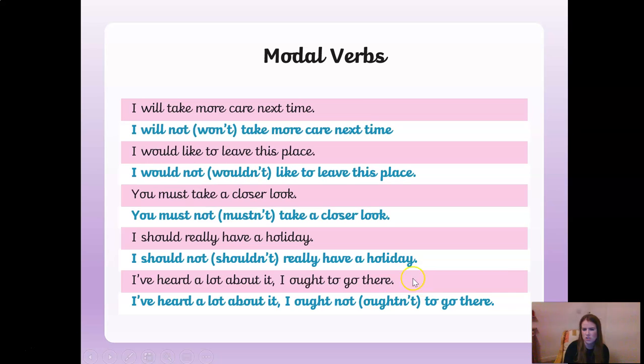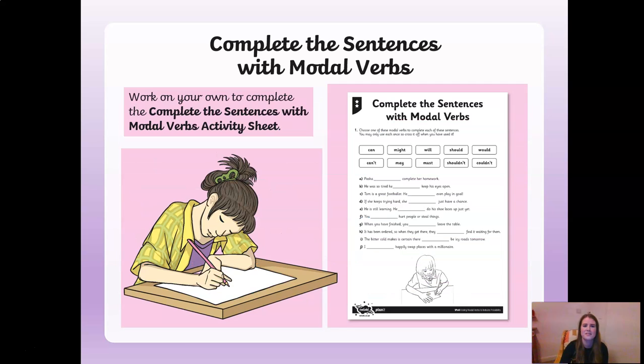We don't usually tend to use that contraction, but ought not, again, is our suggestion that something should happen, but might or might not happen. Well done if you got this all correct, Year 5.